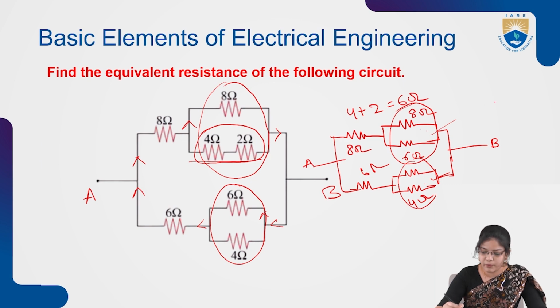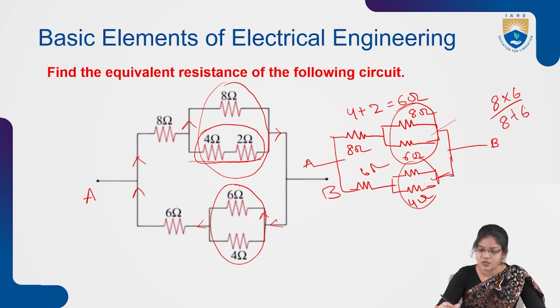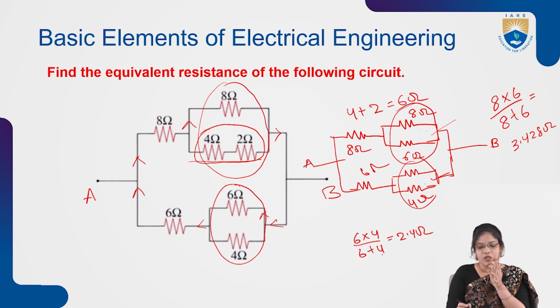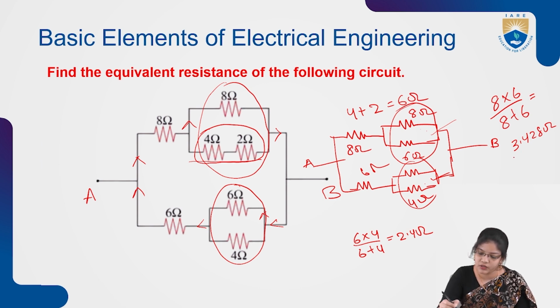But first I am preferring 8 and 6 ohms resistances. So it will be 8 into 6 by 8 plus 6. So the value of 8 into 6 by 8 plus 6 will be 3.428 ohms. And again after that, I'm reducing 6 into 4 by 6 plus 4. The value of this will be 2.4 ohms. So after reducing these two parallel networks, the value we got after reducing this network is 3.428 ohms, and this will be 2.4 ohms.